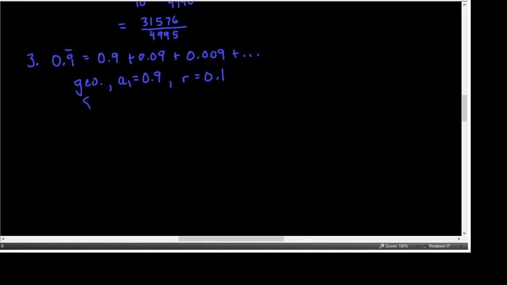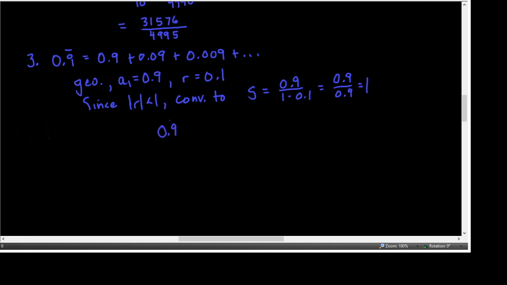So since the absolute value of R in this problem is less than 1, the series converges. It converges to S, which is the first term, 0.9, over 1 minus R, which is 0.1, which gives us 0.9 over 0.9, which is 1. So that means that 0.9 repeating is equal to 1.